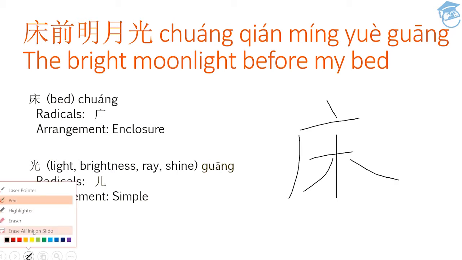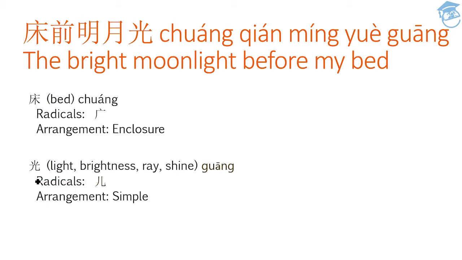The next word is 光. 光 means light, brightness, ray, or shine. Basically anything related to light. You can use this word. This is the pinyin 光, and the radical is this one. The arrangement is simple. Let's look at how to write 光. So 6 strokes for this word, 光.